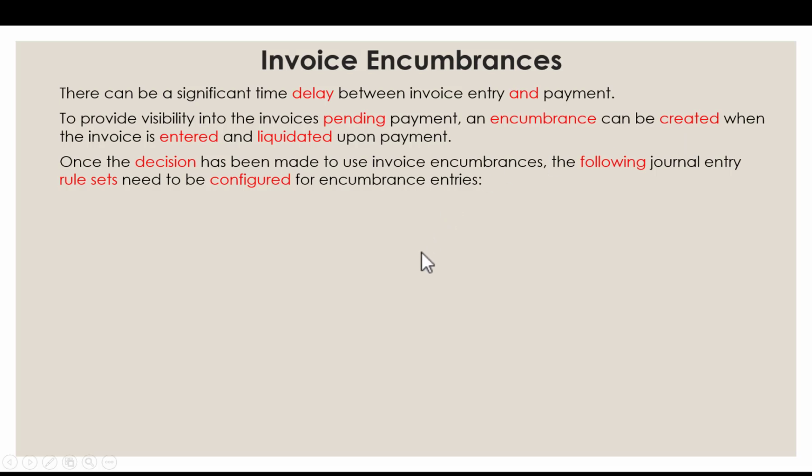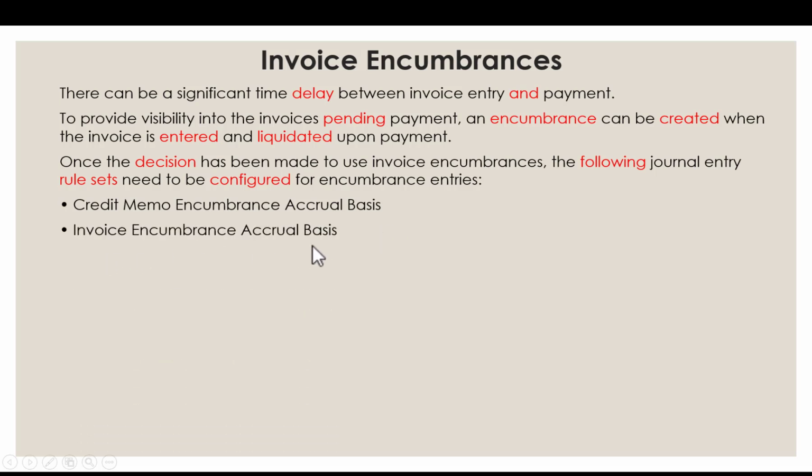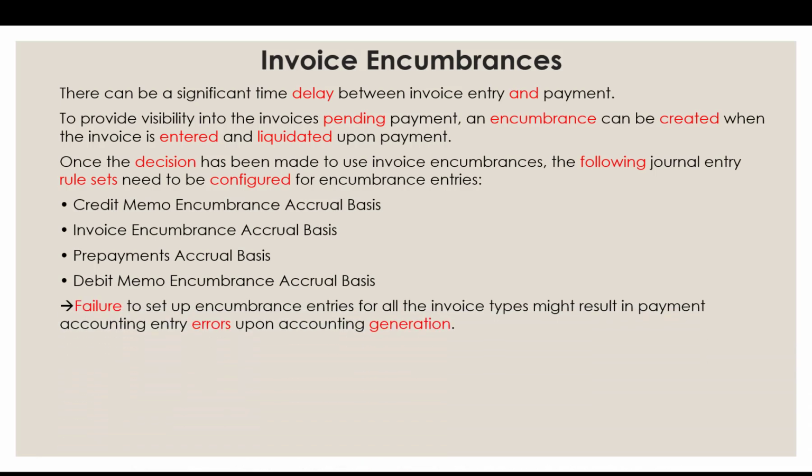Once the decision has been made to use invoice encumbrance, first of all, you have to configure the rules for encumbrance entries for credit memo encumbrance accrual basis, invoice encumbrance accrual basis, prepayment, and debit memo. Four types: credit memo, debit memo, prepayment, and invoice, the same as whatever you did before. Failure to set up encumbrance entries for all invoice types might result in payment accounting entries errors upon accounting generation.